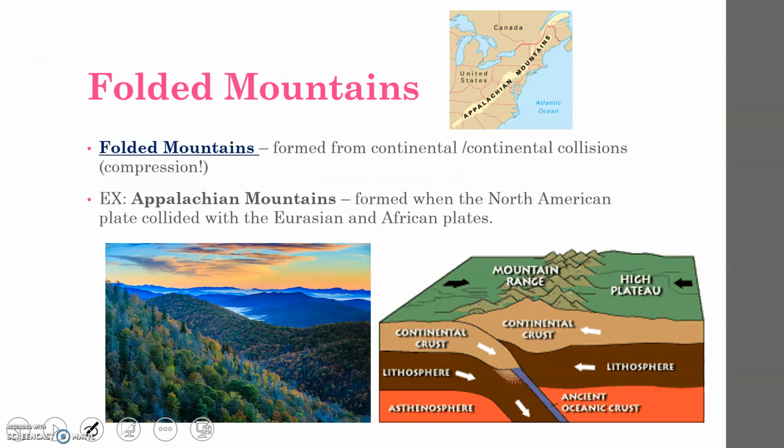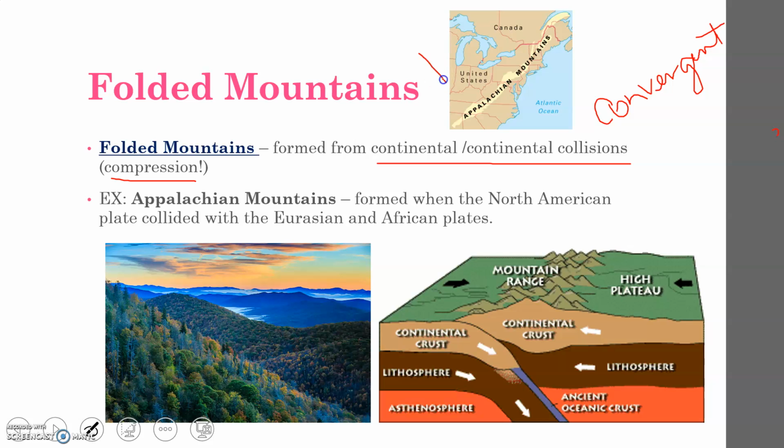All right, so let's talk about mountains. Mountains are often formed when we have folds created. So the first type of mountain is a folded mountain formed from continental collisions through compression. Continental is going to again be at convergent boundaries. So the example I'm going to give is the Appalachian Mountains.